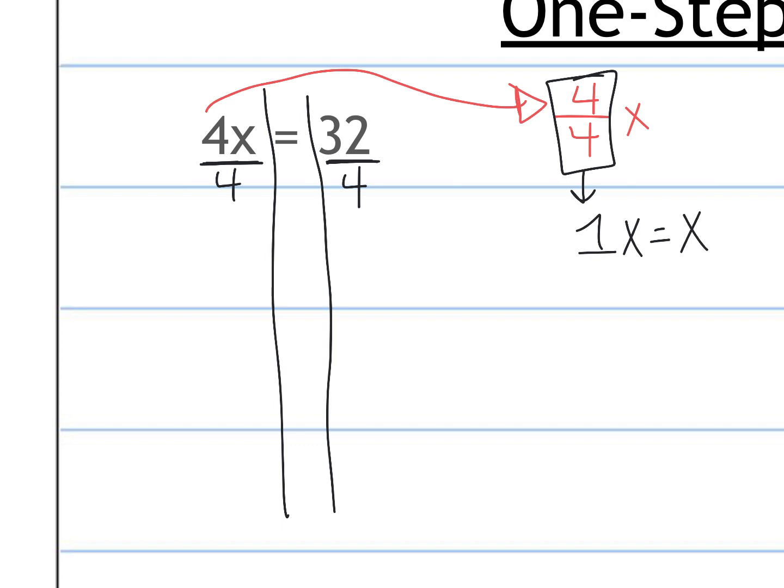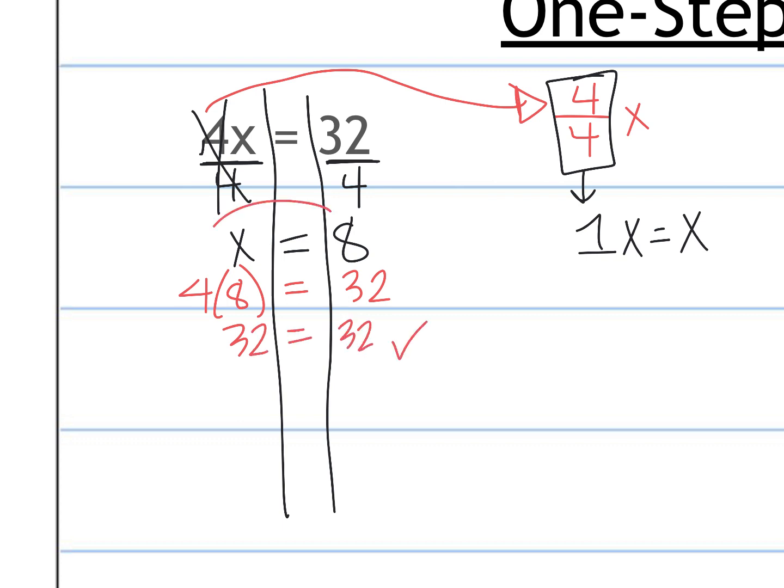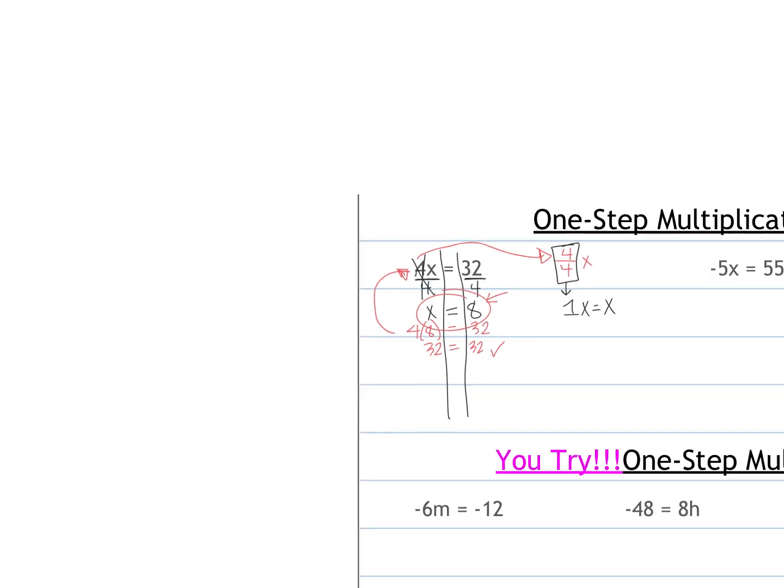In adding and subtracting, we were trying to get it to 0 because 0 plus x is x. But if we got it to 0 here, 0 times x would be 0, and that would not be what we want. So I usually just cross that off again, and then we have x equals 32 divided by 4, which is 8. And then just like always, we go back to our equation. 4 times 8 equals 32. 32 equals 32. It checks, and then we circle. So here, instead of putting 4x, I put 4 times 8 because that's what we got with our solution.